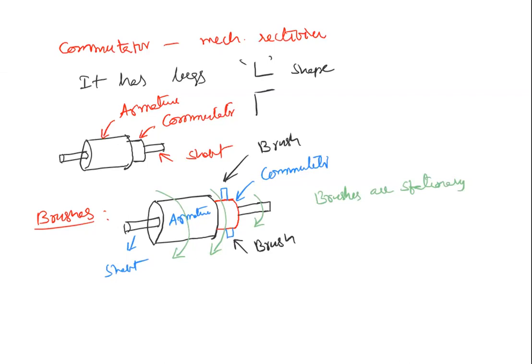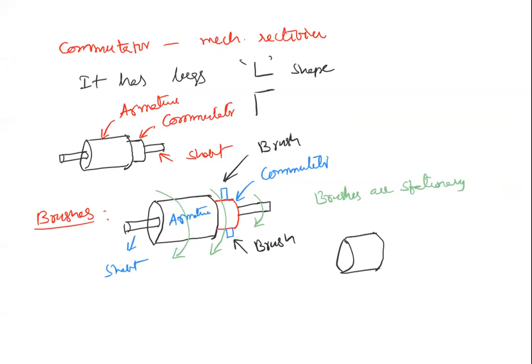Whatever voltage is induced is in the armature winding, not in the armature core. You have to keep it in mind. So the voltage or current is collected by the brushes from the commutator. This voltage or current passes through the commutator and becomes unidirectional in the circuit. I will once again draw the same figure to explain.